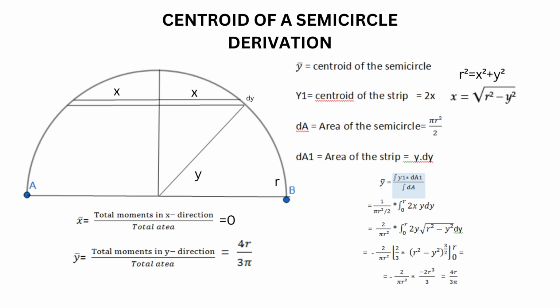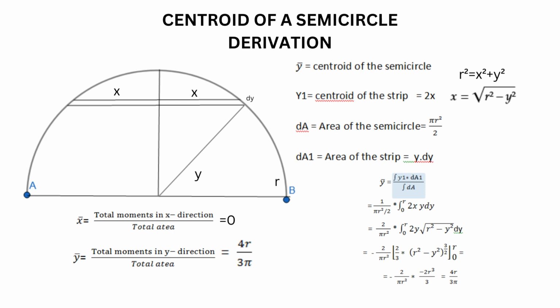Centroid of a semicircle derivation. So y dash is what we have to find. So y dash equal to integral of y1 into dA1 divided by integral of dA, because we know y dash equal to total moments in y direction divided by total area. So integral of dA is 1 by pi r squared by 2.